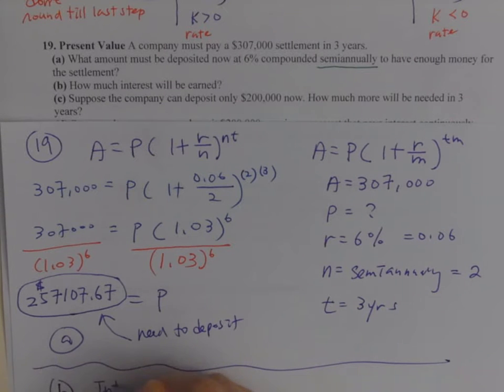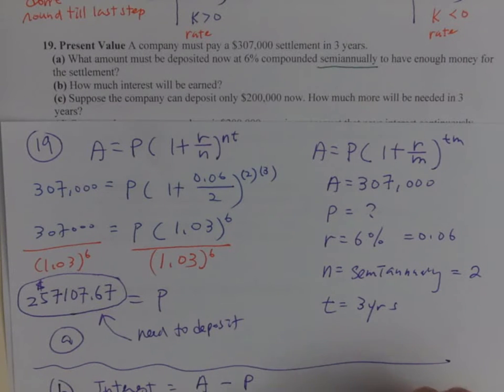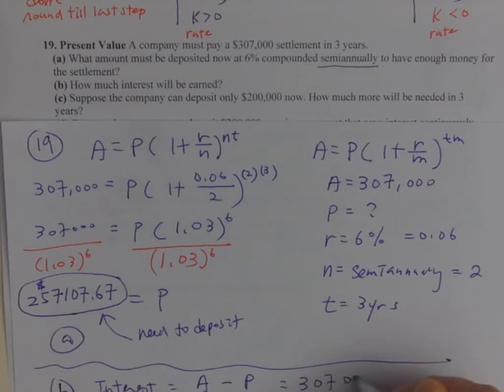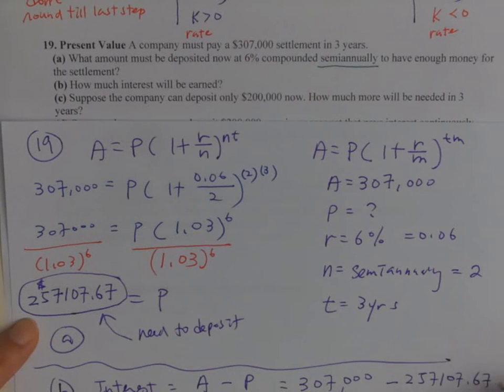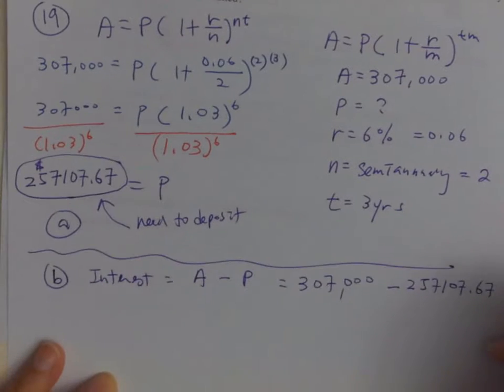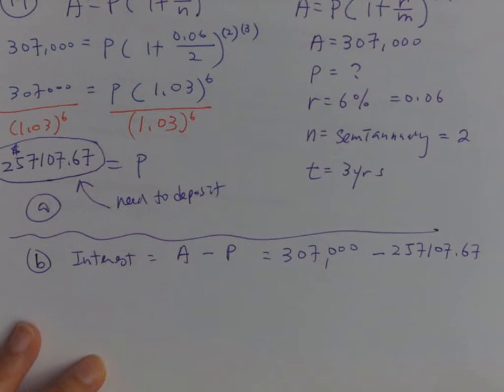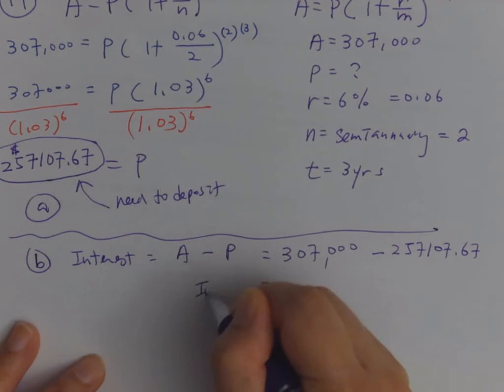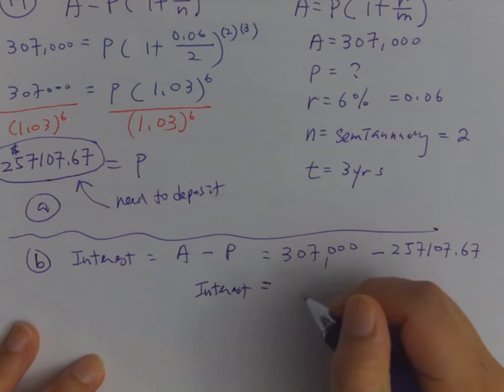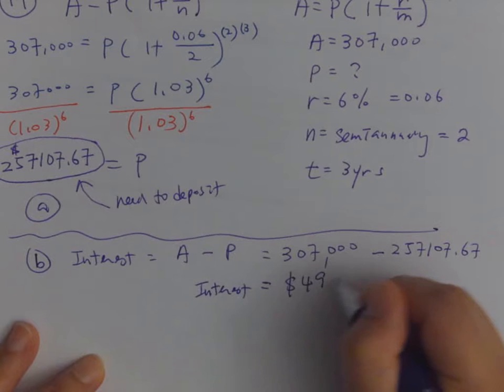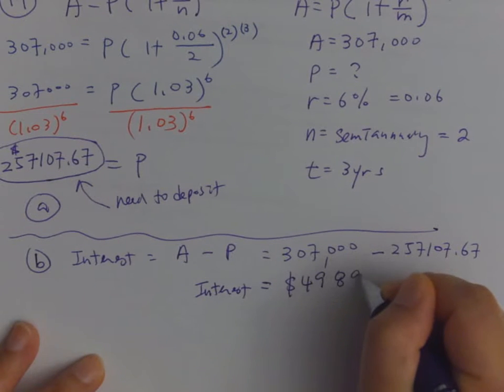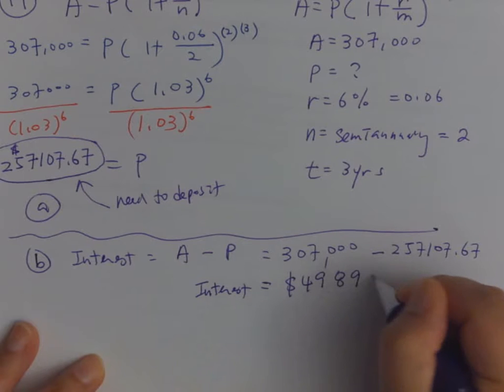Which means that if I want to be able to have $307,000 to settle in 3 years at 6% compounded semi-annually, I need to deposit this much money in the account to have enough money to settle. So this is part A for number 19. Part B says how much interest will be earned. So B is about interest.